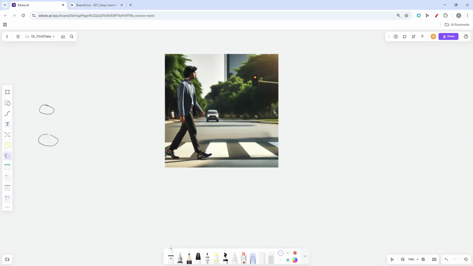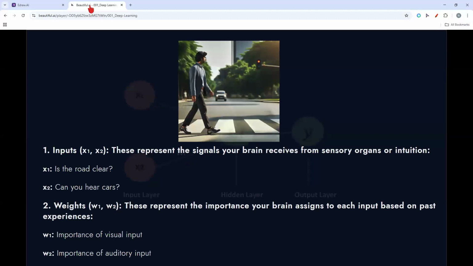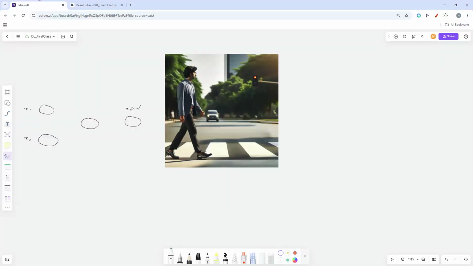So these are your inputs, x1 and x2, am I right? And you have some hidden node here, and you have some output. So this output will be telling whether this person has to cross the road or not. This is what this output will be telling at the end. And what are the inputs he's having? Is the road clear or not? And the next one is, can you hear any kind of cars? That is the second thing.